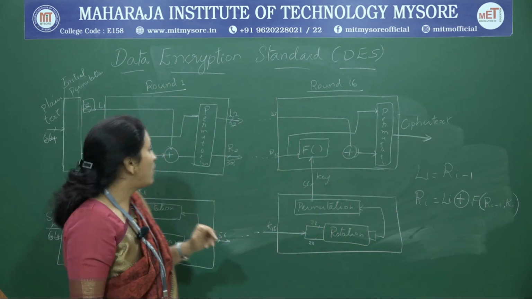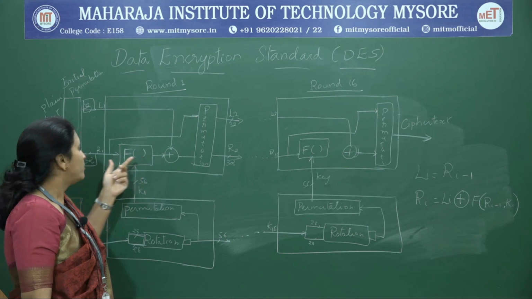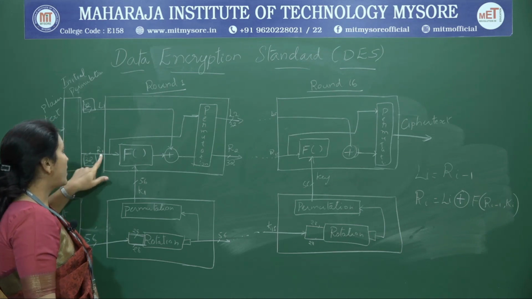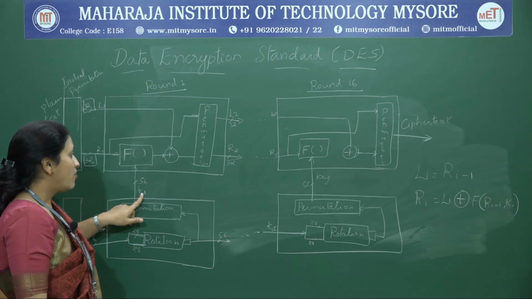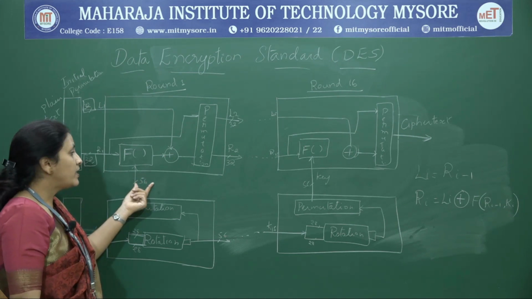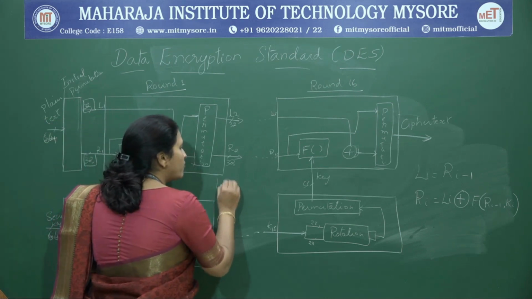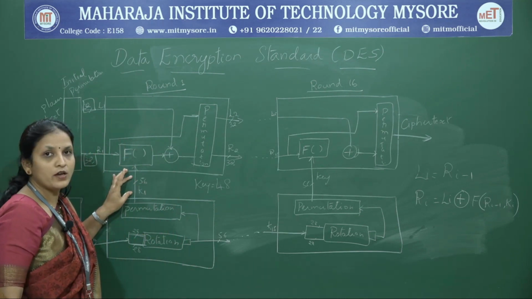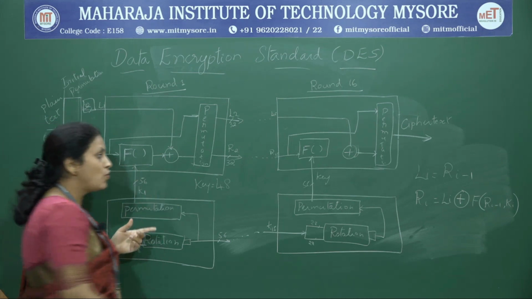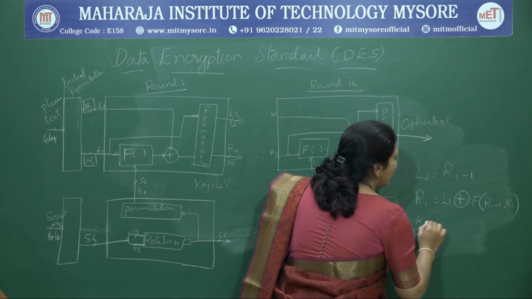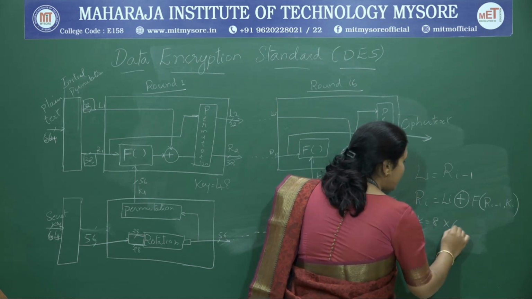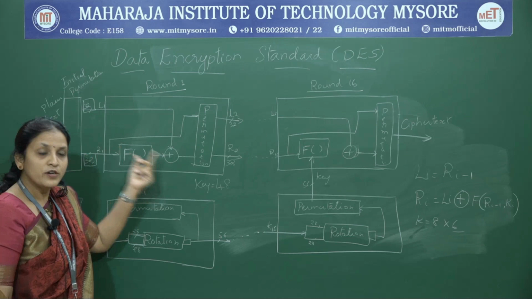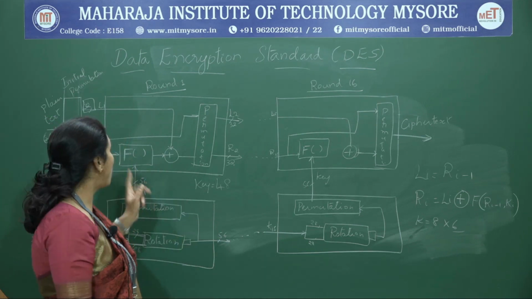Here, I forgot to say one more thing: how this F works. We have a 32-bit block of plain text, so Ri is a 32-bit block, and our key is 56 bits long. Among these 56 bits, 48 bits are considered from the key, and they are split into 8 blocks of 6 bits each. And then the 32-bit Ri is also subdivided into 8 blocks of 4 bits.